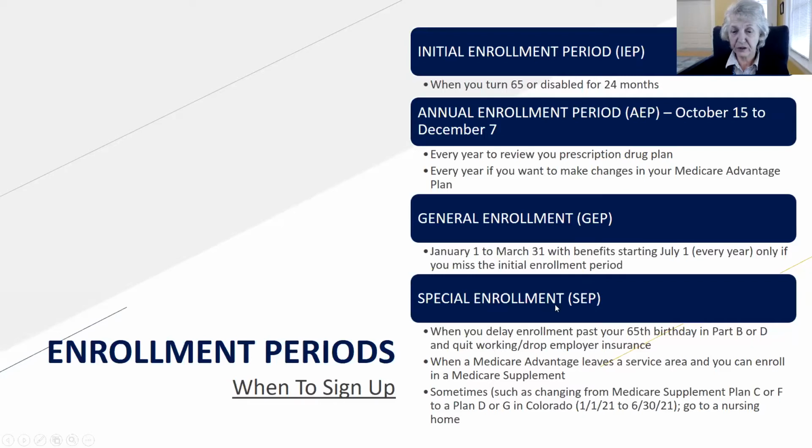If you have a special enrollment period, that usually means that for some reason or other, you did not exercise your right under your IEP. And this happens often with people who are employed, if they move, or if their situation changes.